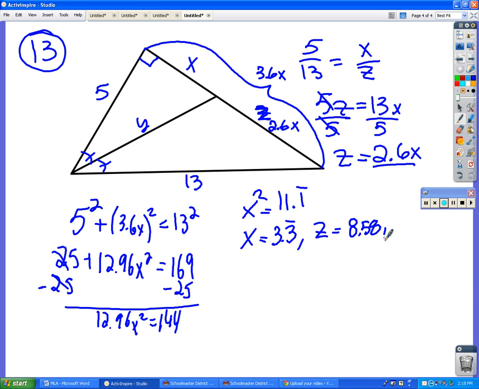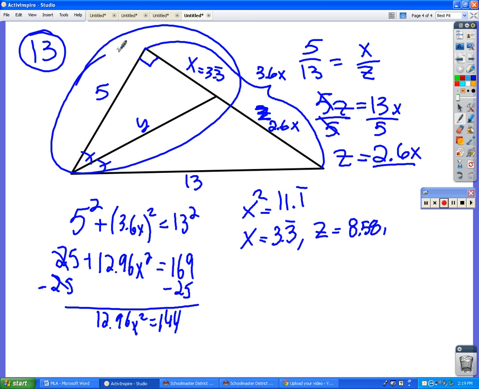Okay, so now that tells me that this whole side, well, let's see. I figured out that x was 3.3 repeating. Right, so now we have to figure out what y is. So now let's dial into this little triangle right here. What can I do to figure out what y is? Pythagorean theorem again. So this time 5 squared, plus 3.3 repeating squared, is going to equal y squared. So I'll do the easy one. 5 squared is 25.